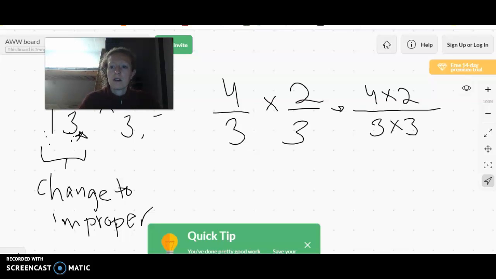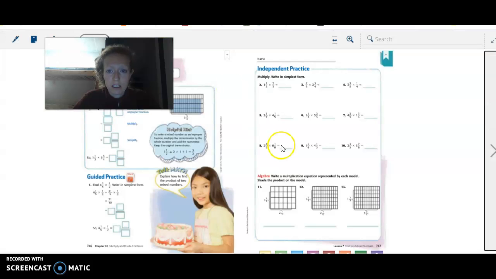Okay, so let's work that out. What is 4 times 2? Okay, we get 8. And then 3 times 3 equals 9. 8 over 9, 8 ninths. Can I simplify that anymore? No, there's no number that I can divide 8 and 9 by to get a whole number. So 8 ninths is my final answer. So I will put that in here on number 2.